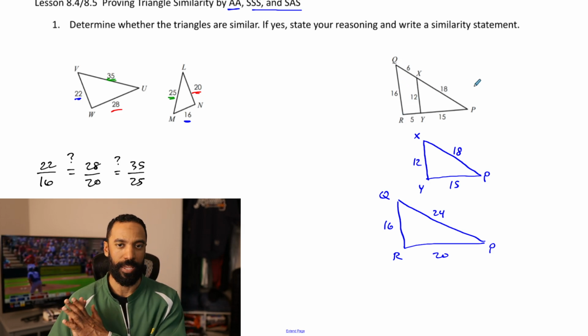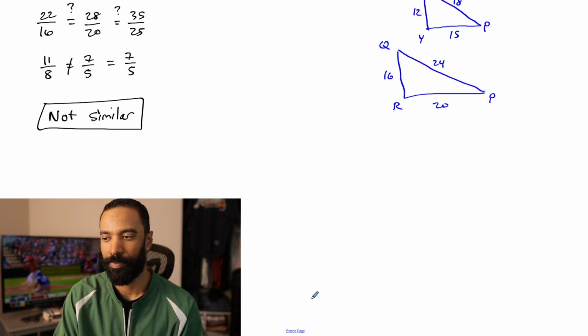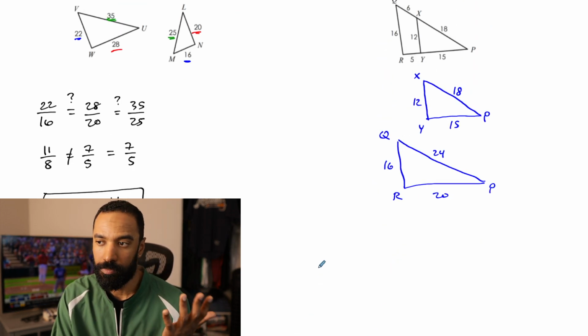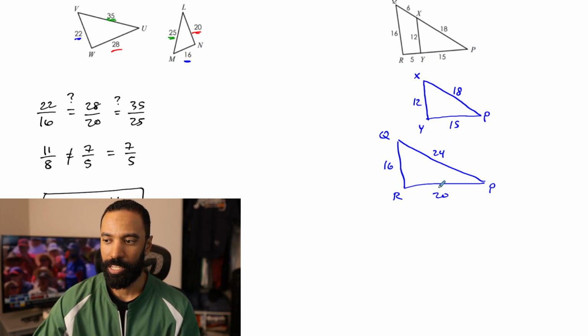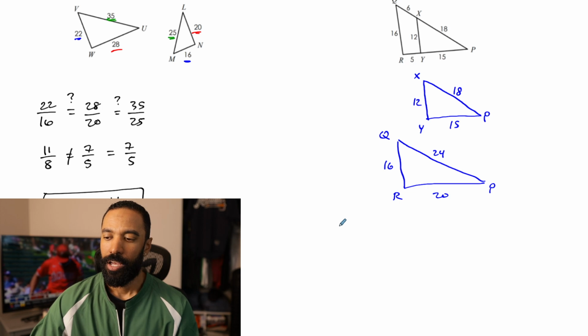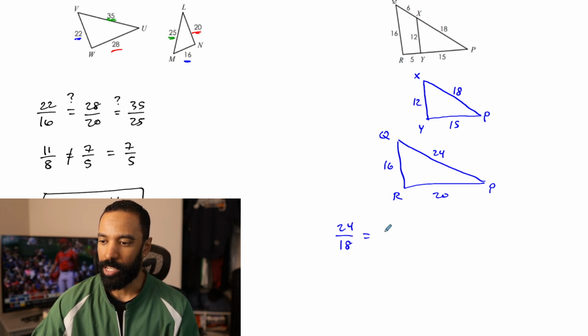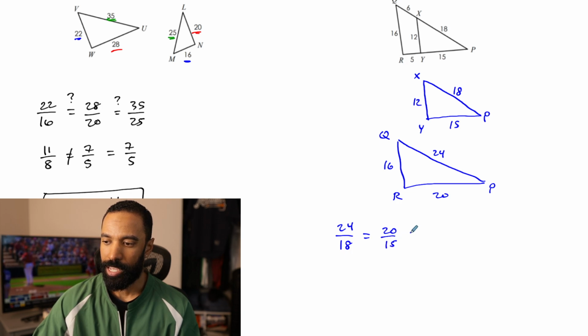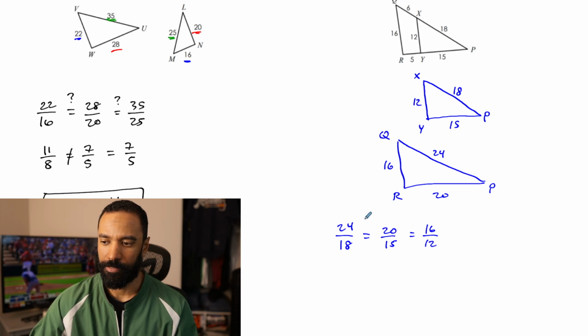And this is where you have to test for correspondence if you go by side, side, side. And I'm going to try it out. Hopefully it works, so then we could talk more about what to do next. 24 is 18, 15 and 20, and et cetera, et cetera. Let's try 24 over 18 equals 20 over 15 equals 16 over 12. And let's ask ourselves, is that true?